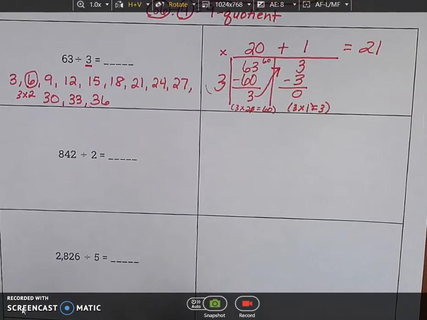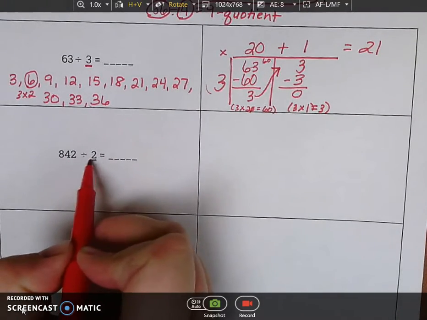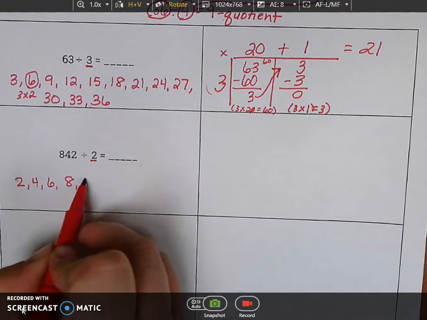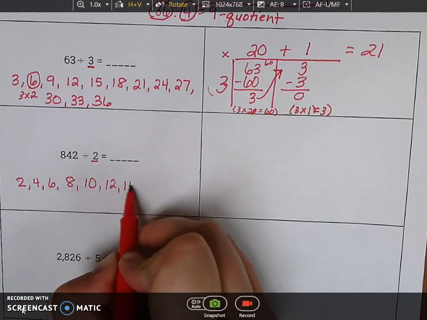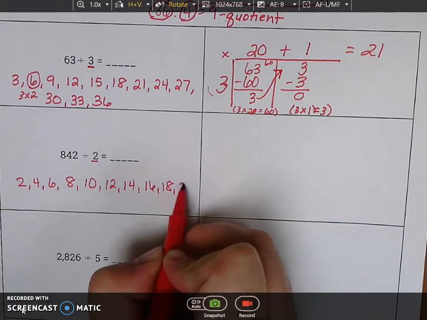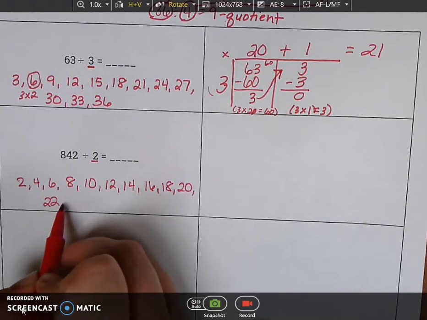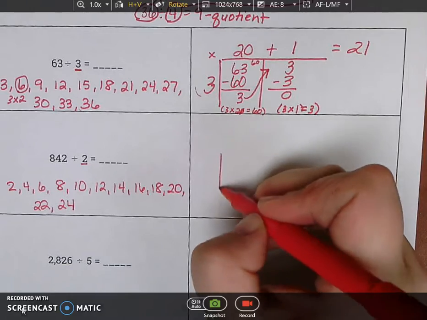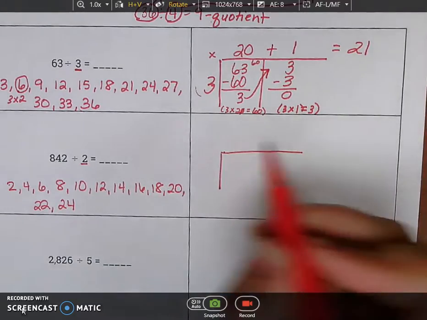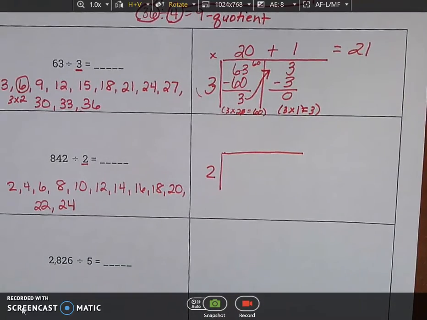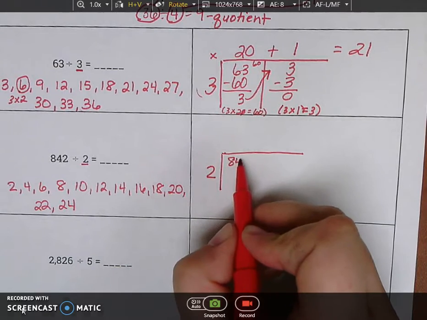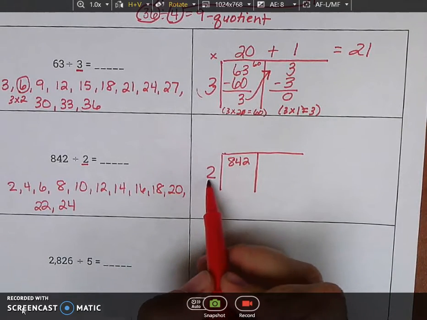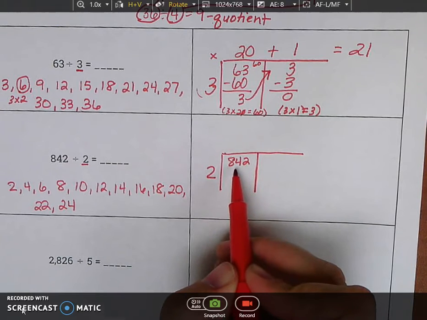Okay, let's look at the next one. 842 divided by 2. So again, I'm going to list those multiples of 2 out. And it's just to help me as I'm dividing. And I'm going to stop at 24 because that's 2 times 12. So I'm going to stop there. So my divisor is a 2. And 842 is my dividend. That's how many times can 2 fit into 842?